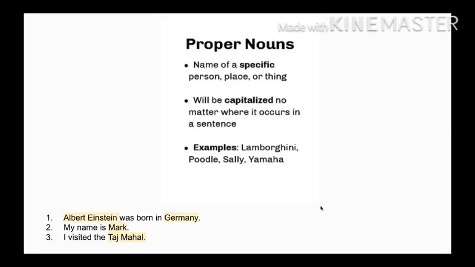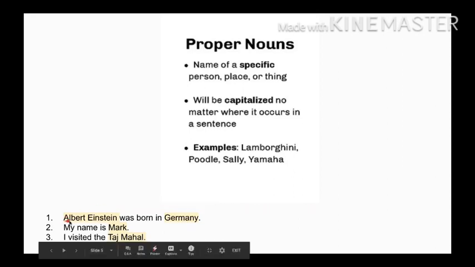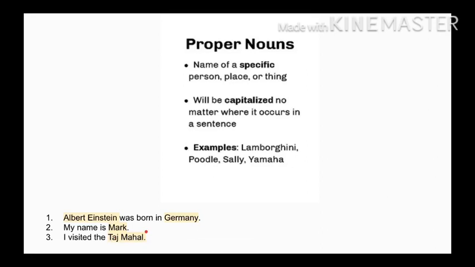If we see the 3 examples written on your screen: Albert Einstein was born in Germany. My name is Mark. I visited the Taj Mahal. All of these highlighted words are proper nouns because the first letter is capitalized and moreover, they are the names of a specific person, place or thing.